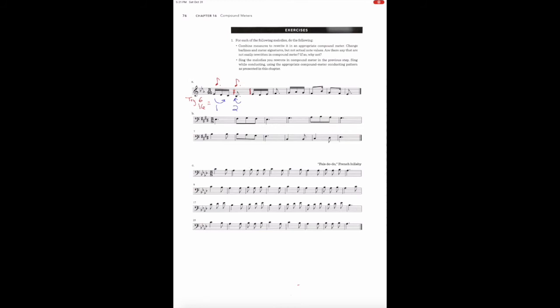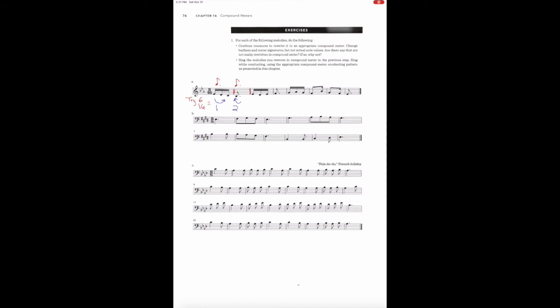Sing while conducting. Use an appropriate compound meter conducting pattern as presented in this chapter. So I did letter A for you. Your assignment is to do B and C on your own. Now, I don't have the video camera turned to me right now, so you're just going to have to trust me. And then for you, you're going to sing and record yourself conducting at the same time for letters B and C, and that's going to be submitted as your homework.